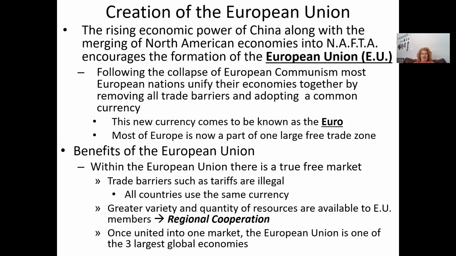So there's a true free market. Trade barriers such as tariffs are illegal. The same money. So when you cross the border, you don't have to go exchange your money. And it gives a lot of resources in variety and quantity that are available because there is regional cooperation. Think of what natural resources are in one country, they are easily available to other countries now. It's one of the world's largest global economies.